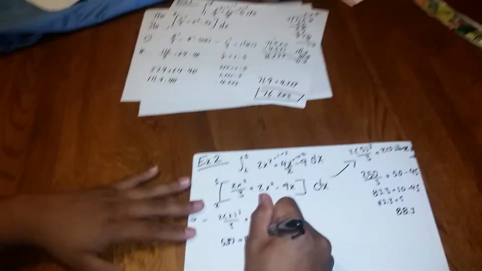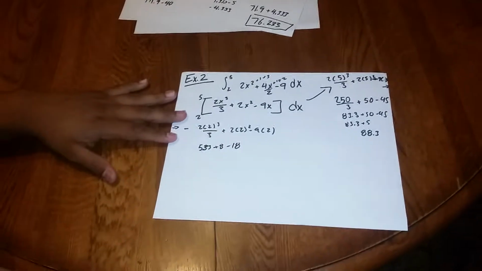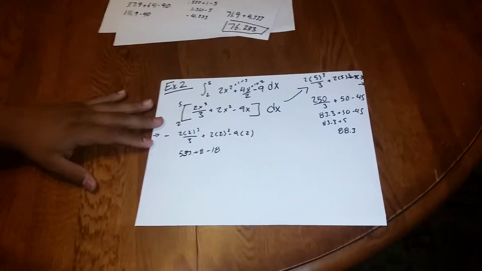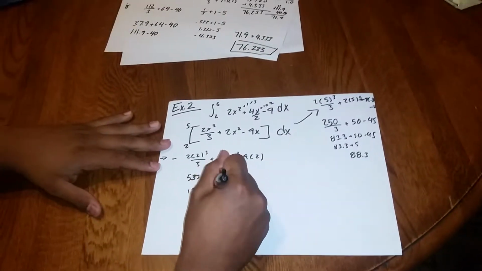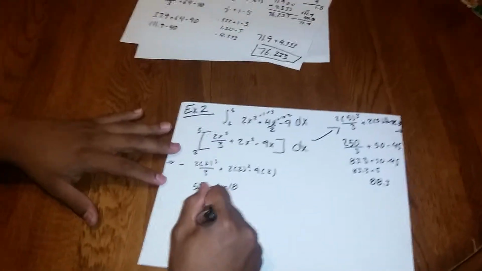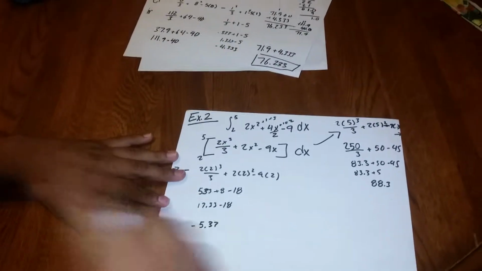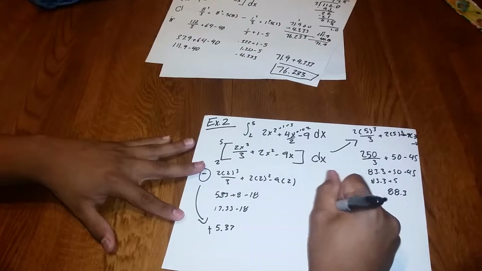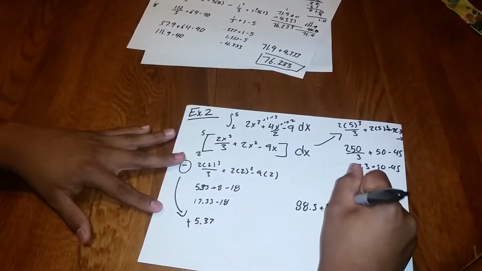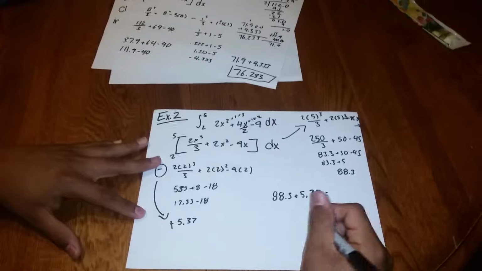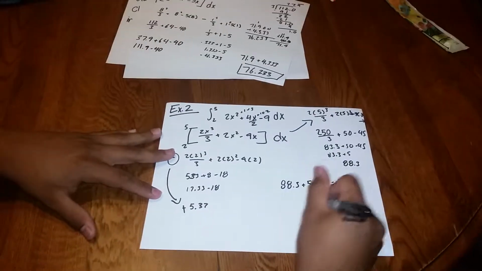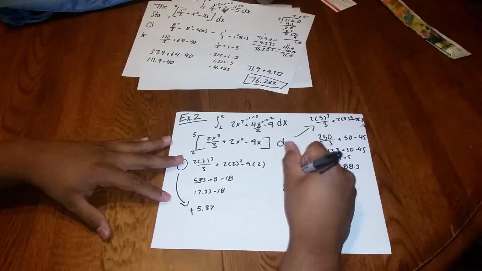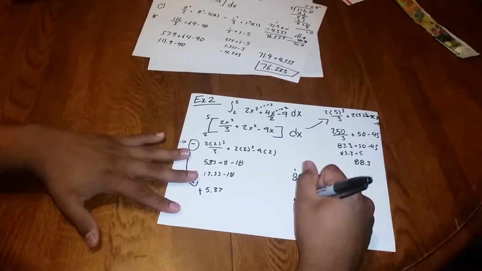And then 9 times 2 is 18. So let's see. 5.33 plus 8, that would give us 13.33 minus 18. That would leave us with a negative 5.33. So that's the first one. But remember, it's a minus. So this would turn positive. So 88.3 plus 5.3, which gives us, so 3, 6, and then 8 plus 5 is 13. Bring your 1 up, and that's 92.63.